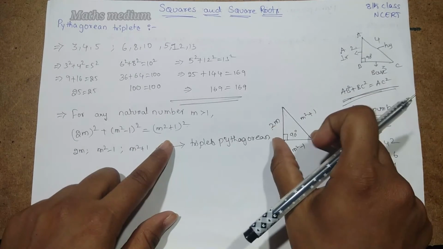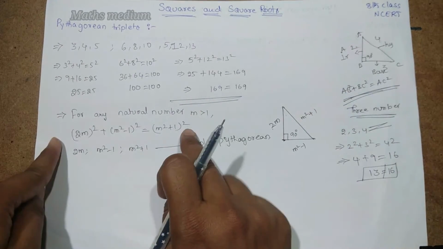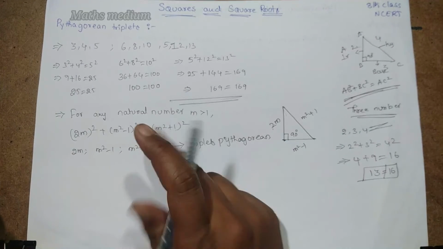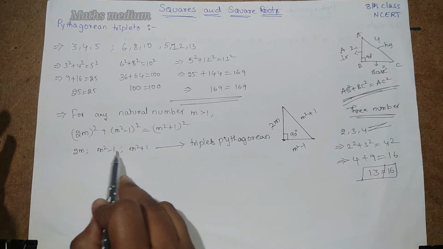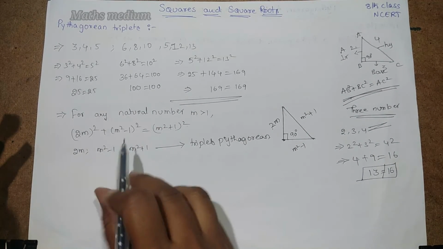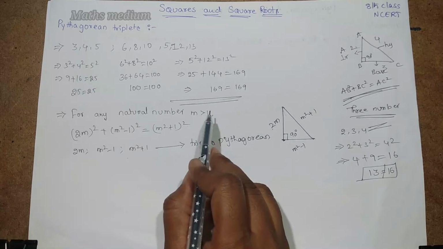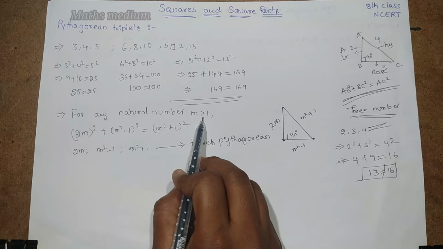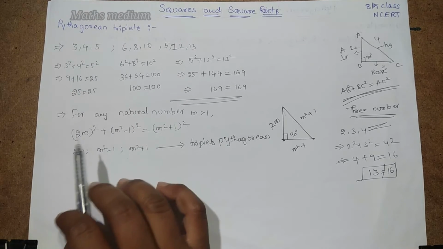So, based on the Pythagorean theorem, this is the formula to find the Pythagorean triplets: 2m, m square minus 1, m square plus 1. Here m is a natural number. It must be greater than 1. That is the condition to find the Pythagorean triplets.